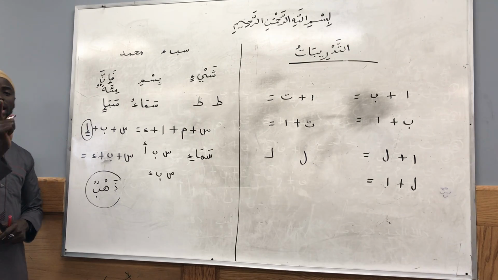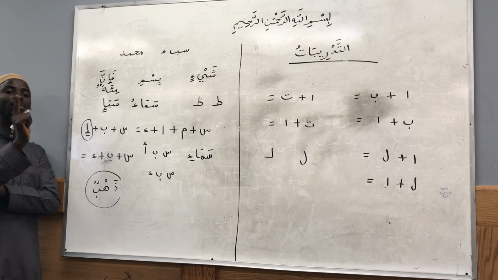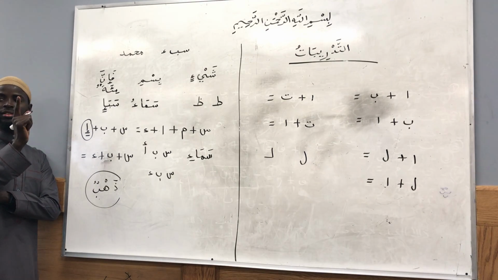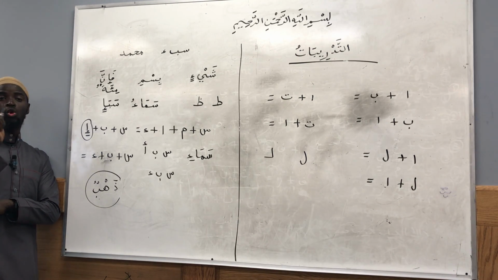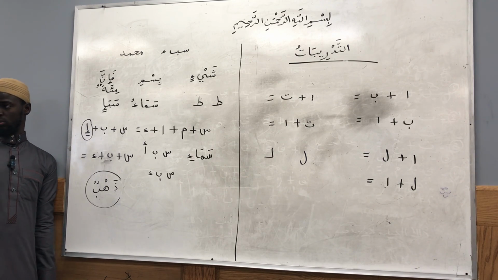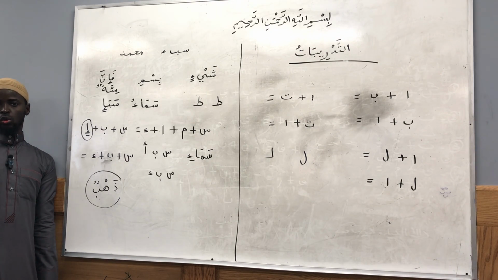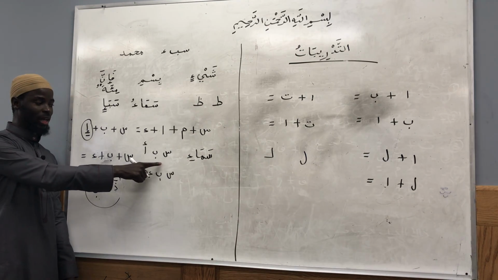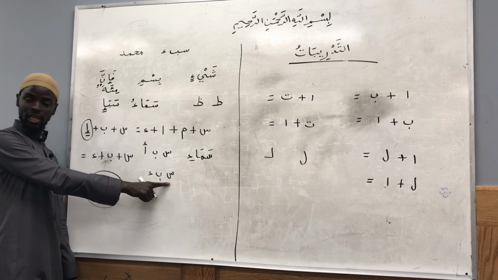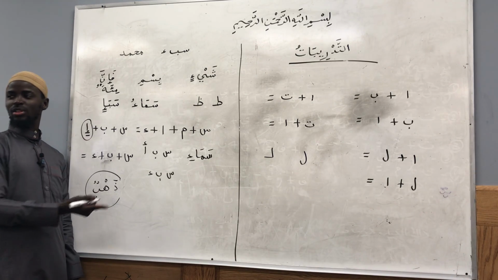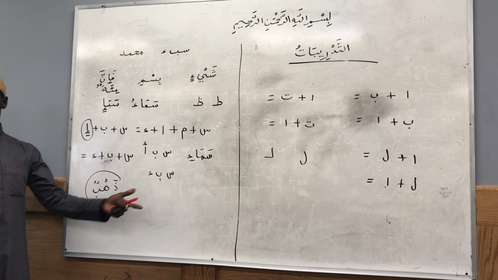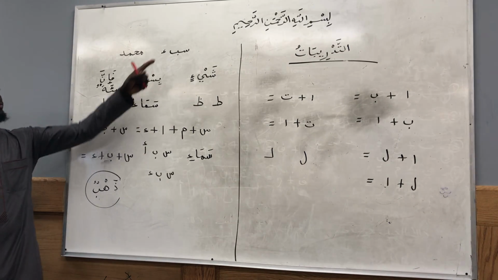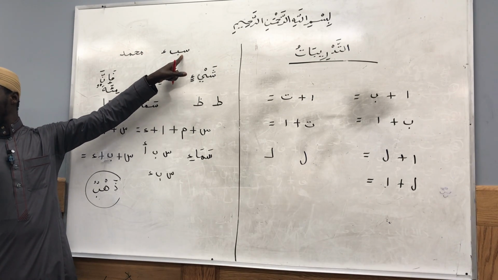But if you say you want to read them one by one, there will be a difference, because you are not going to read them with the vowels. You are going to read them the way the letters are named: Sin and Ba and Hamza. So if I ask you to put this Sin and Ba and Hamza together, you have to put it like this. You understand?